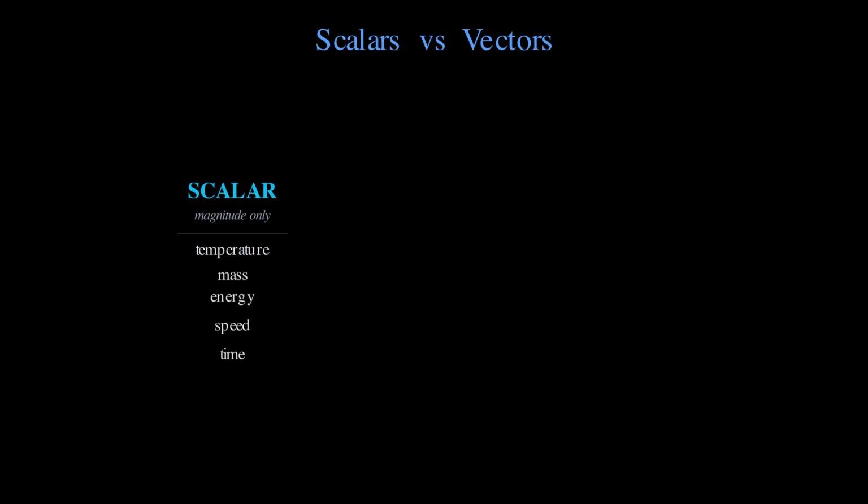There are two types of quantities in physics, scalars and vectors.